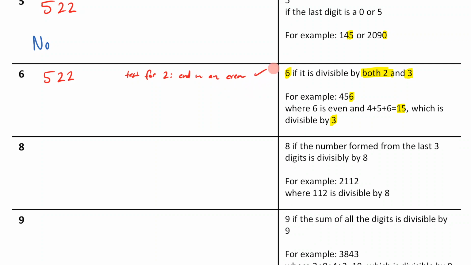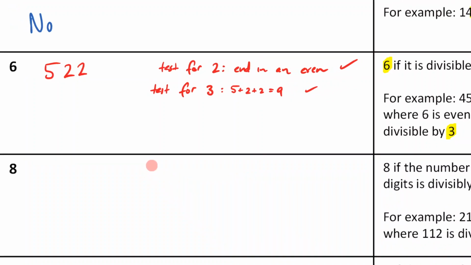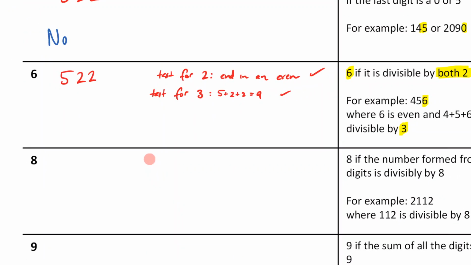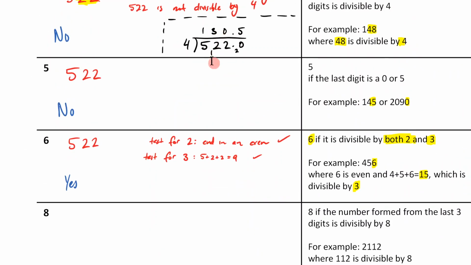So that means it passes the test for 2, and the test for 3. We've already done this before, but 5 plus 2 plus 2 is equal to 9. 9 is divisible by 3, so yes, it is divisible by 3 as well. Because it passes both the test for 2 and 3, that means it's also divisible by 6. So our answer is yes. And if we were to do our old-fashioned division, we would find that we don't get a decimal.